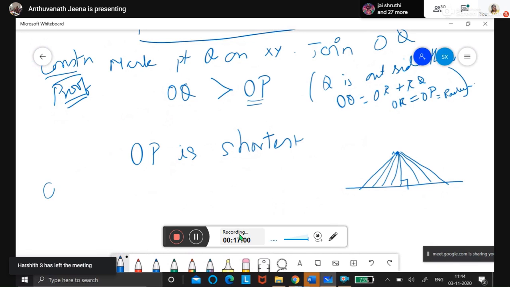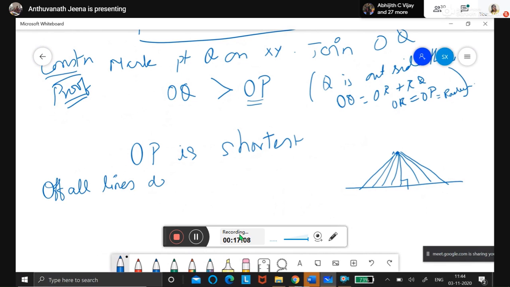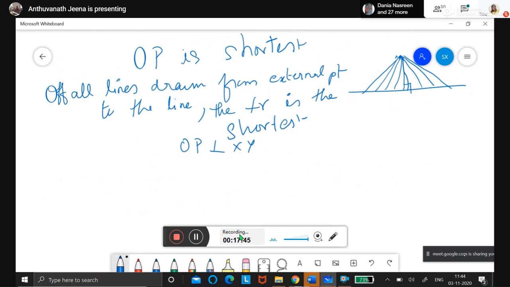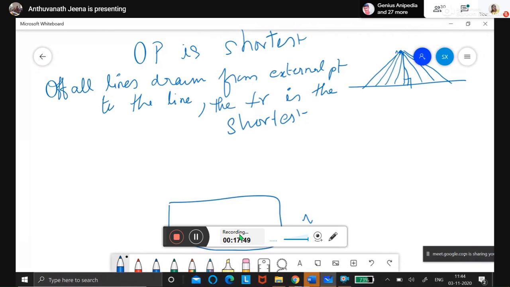So you need to write the 9th standard theorem, what you learnt in 9th standard. Of all the lines drawn from an external point to the line, many lines we can draw, but the perpendicular is the shortest. So here the shortest is OP. Therefore, OP is perpendicular to XY. That's all. It is proved. OP is perpendicular to XY is proved.